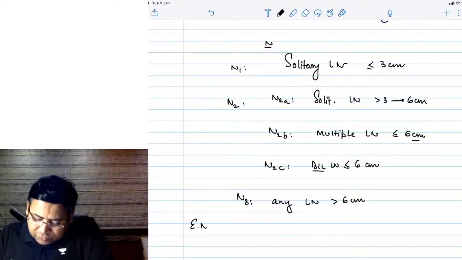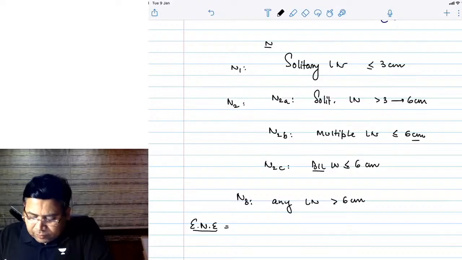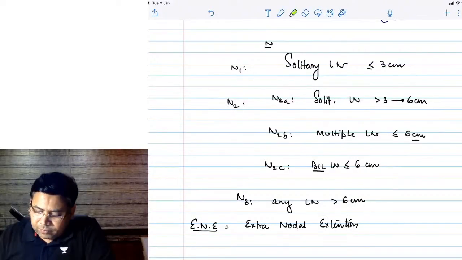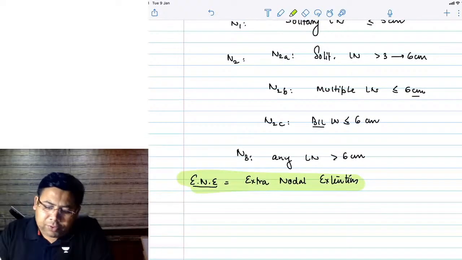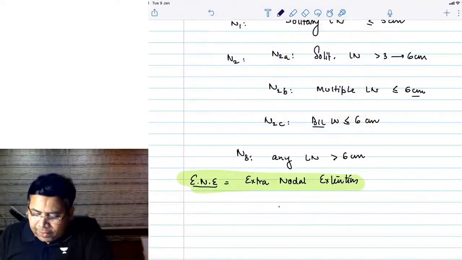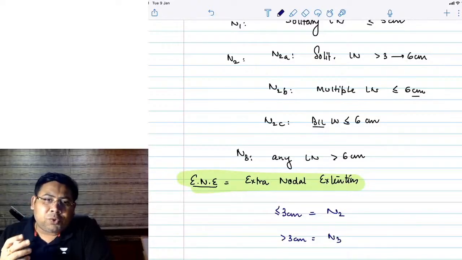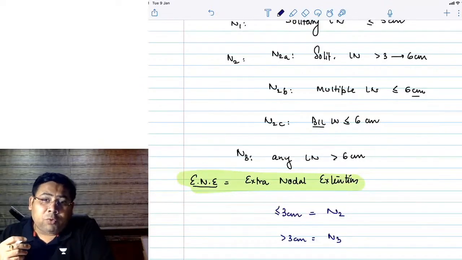There is something which is known as ENE, that is extranodal extension. Students, when we talk about ENE or extranodal extension, what are the important things that we all have to understand? Less than or equal to 3 centimeters, it is N2, and N3 is defined as more than 3 centimeters. That means tumor tissue moving out of the lymph node also.